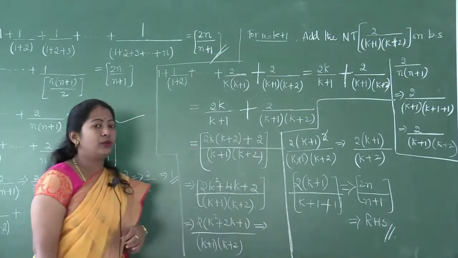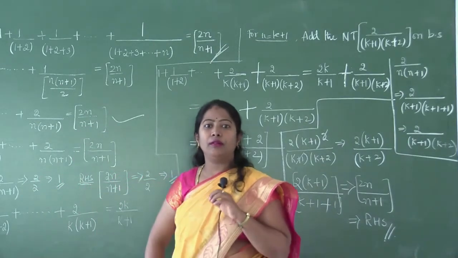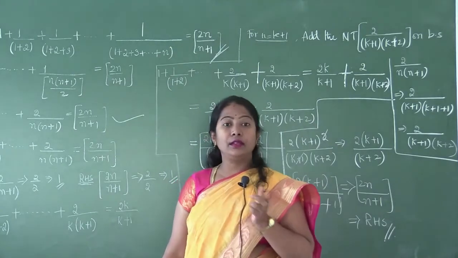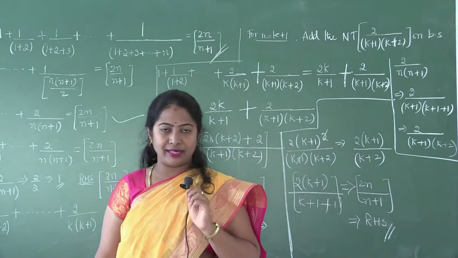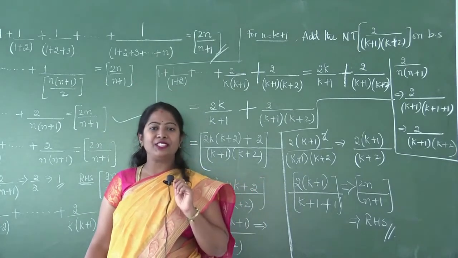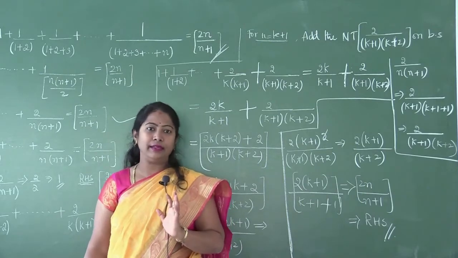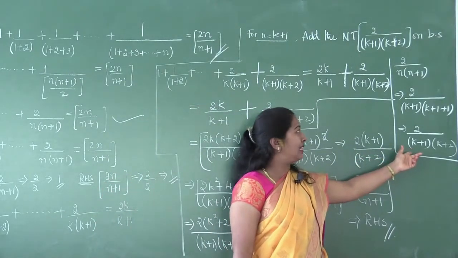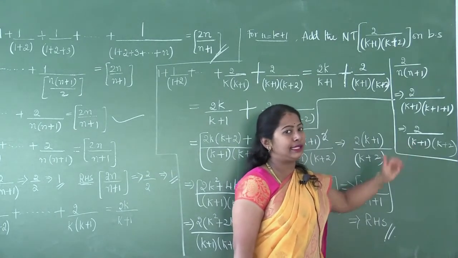What will be the conclusion? Therefore, the given statement is true for n equal to k plus 1, and the conclusion will be, hence by PMI, that is principle of mathematical induction, P of n is true for all n belongs to N. Clear? Make a note of this in the working column. This is how we find out the next term to be added on both these sides.